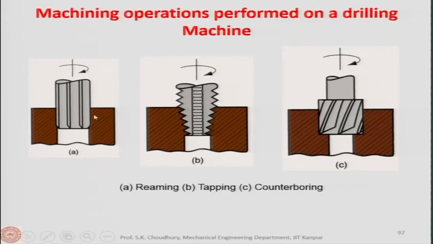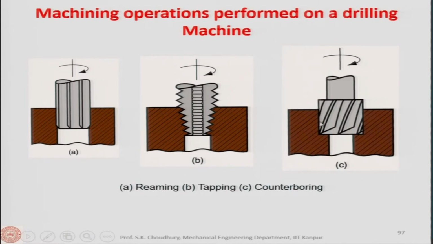As it is shown in this slide, here is the reamer. This is the reaming process, where there is already a drilled hole and the accuracy or the surface finish of the drilled hole has to be enhanced. This is the process when the internal thread is being made, this is the tapping, and this is the counter boring.